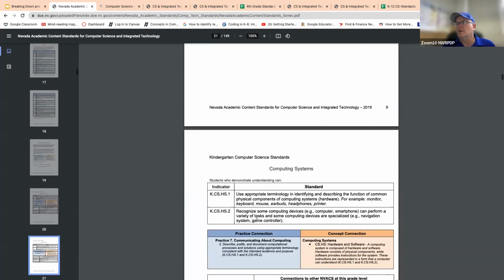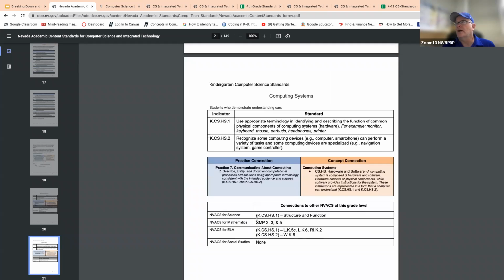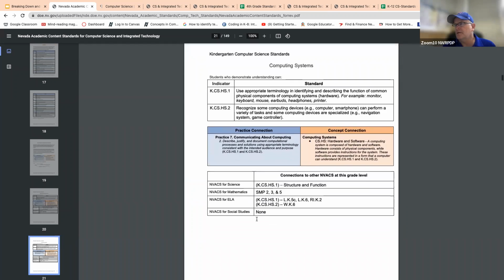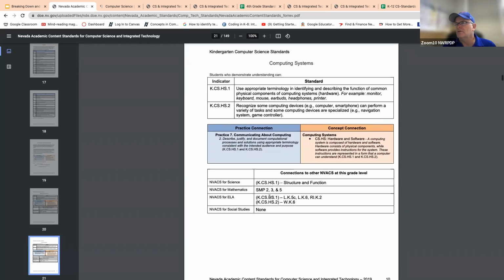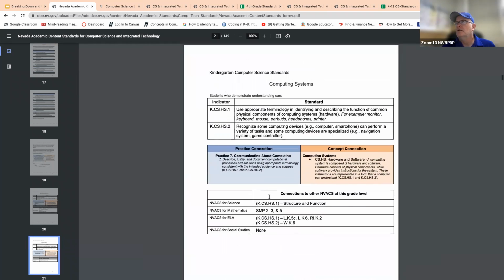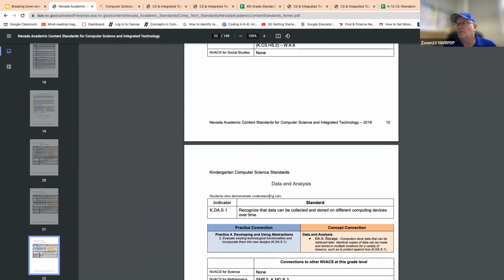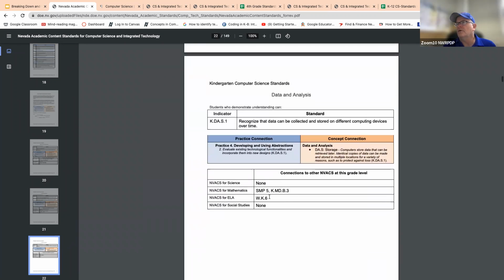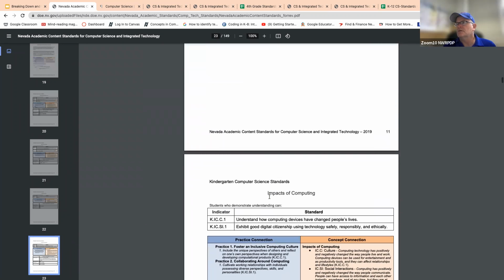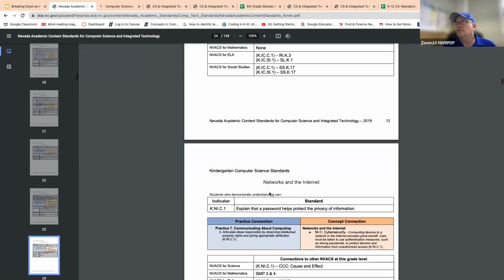So this document here is where you start to look at how can I integrate it with other content and other standards. I would strongly suggest looking at this document. And in this document, what we also have for you, if I can see it, is our practices.